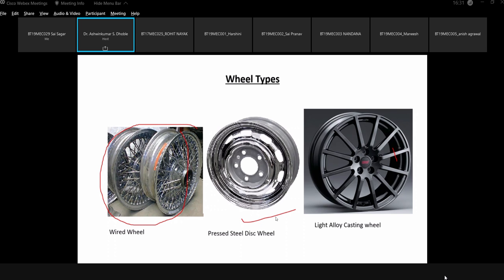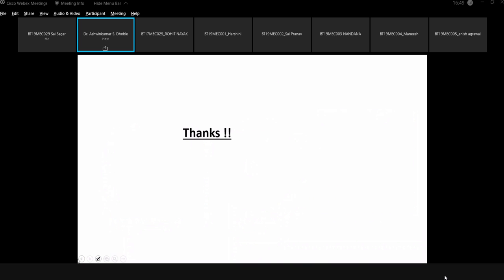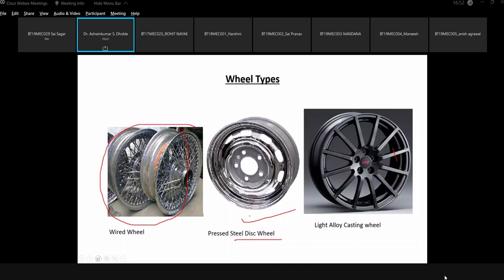Here you can do that. If there is some problem, you can make it to the proper shape, because this is the steel disc wheel. So that is the only issue. Nowadays alloy wheels are most common. People don't bother about the cost, so alloy wheels are the more common type of wheels used in the vehicle. So with this we have come to an end as far as the tires are concerned.